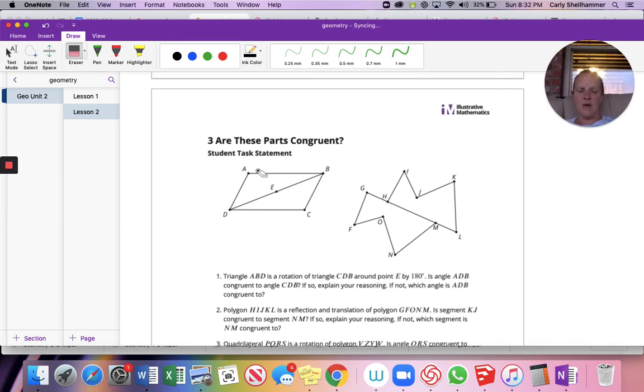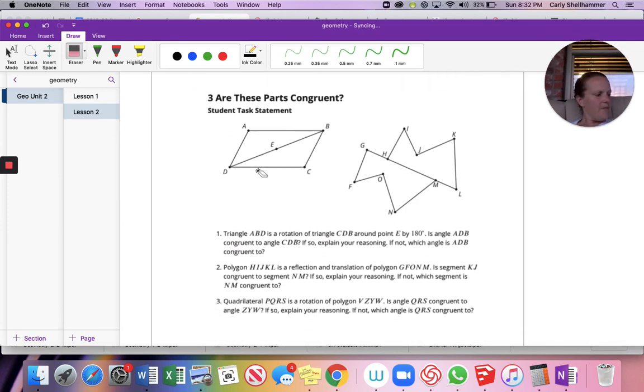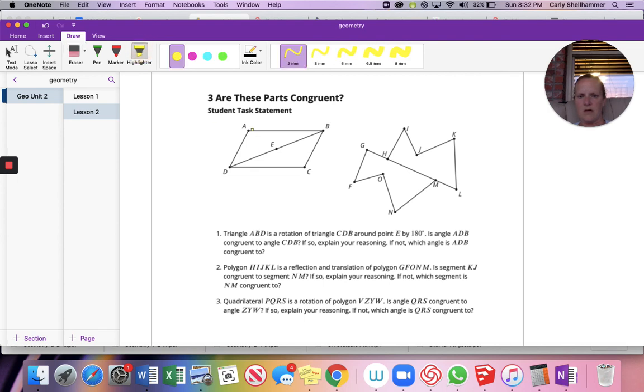Okay, are these parts congruent? So triangle ABD is a rotation of triangle CBD around point E 180 degrees. Okay, we know that because we've actually done that. We just did that in the last lesson, didn't we? Is angle ABD congruent to angle CBD? ABD, CBD. No.